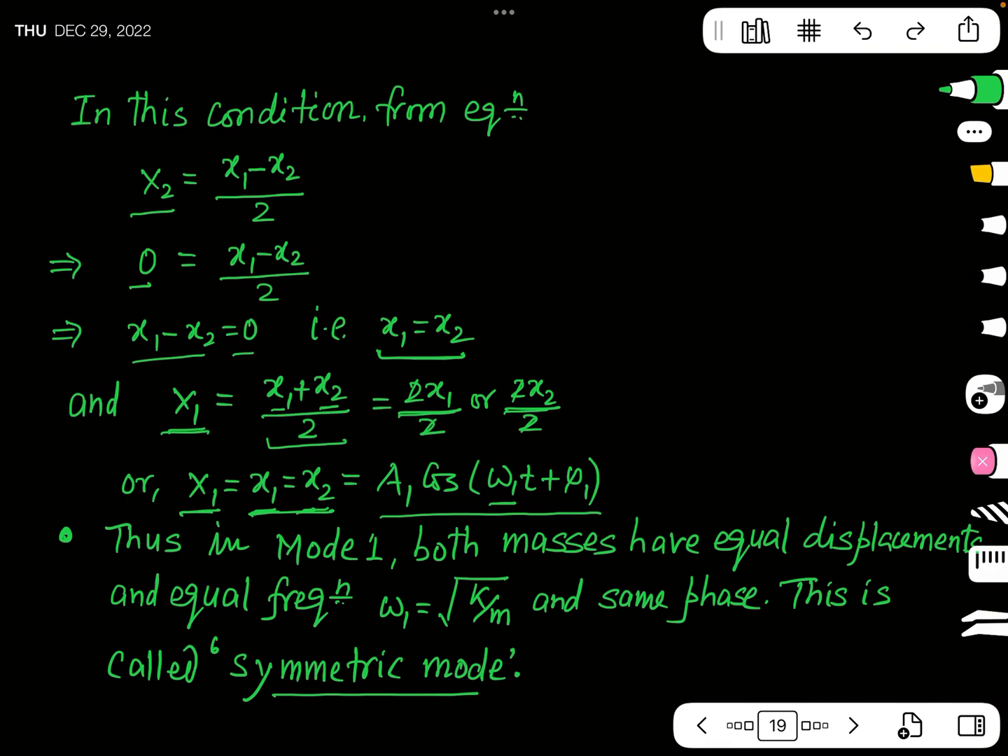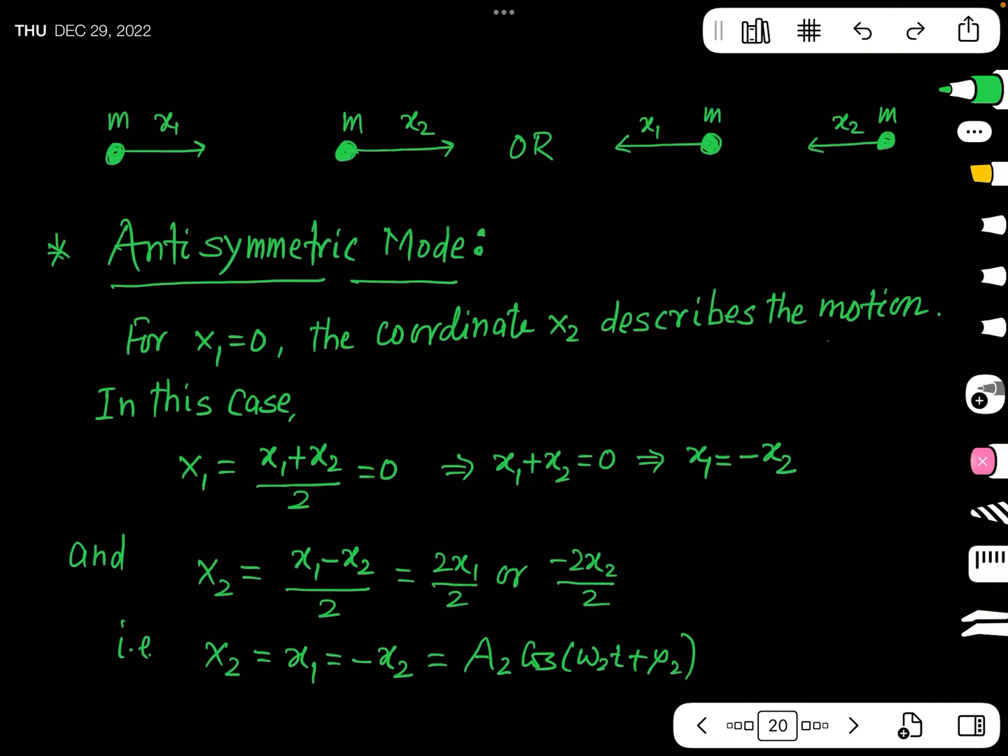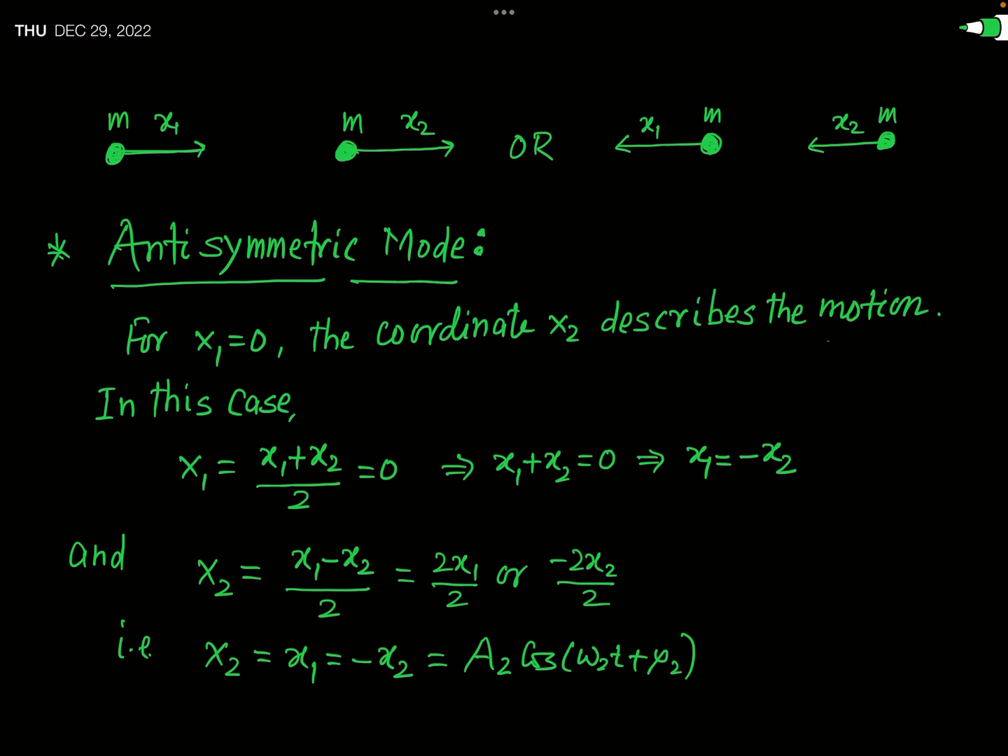You can see this in this figure. I have shown here that this is mass m, which has a displacement x1 in the rightward direction. This is the first mass, this is the second mass. This second mass also has displacement x2 in the same direction, that is in the direction of x1. And at the same time, x1 and x2 both have equal magnitude. Okay? Or it is also possible that if the displacement x1 is in the leftward direction, then x2 will also be in the leftward direction. So this figure represents the symmetric mode of vibration.